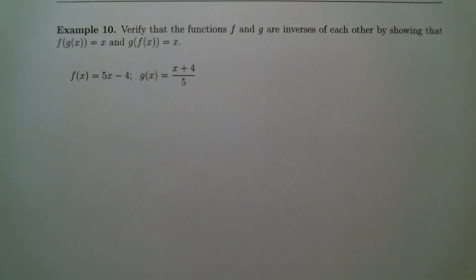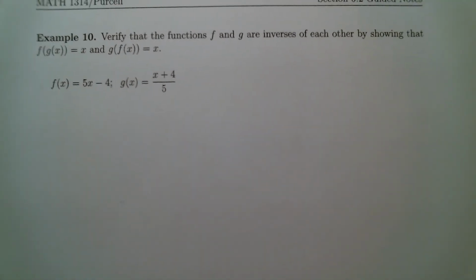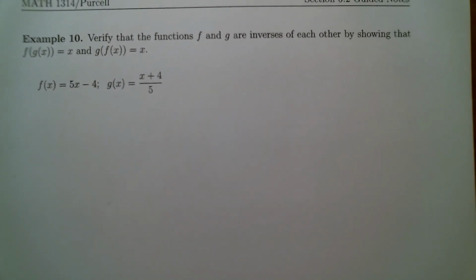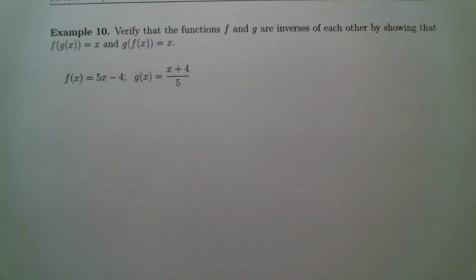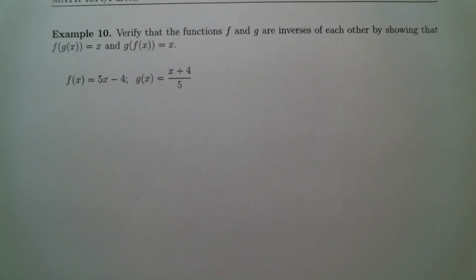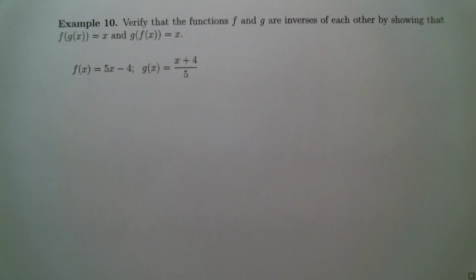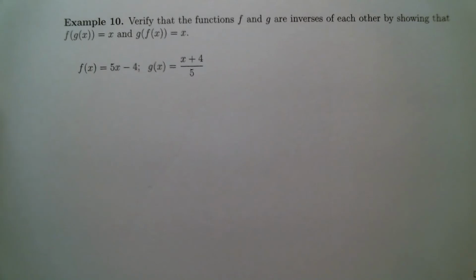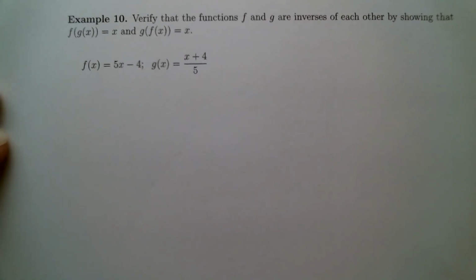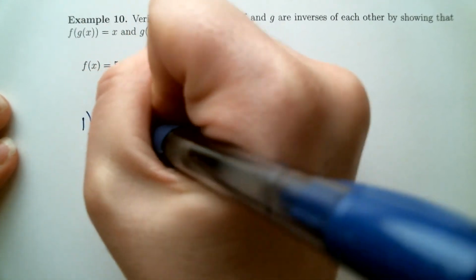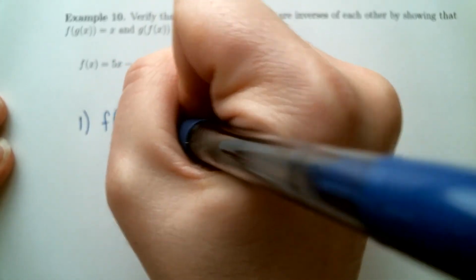All right, so in example 10, you are asked to verify that the given functions f and g are inverses of each other by showing that if you do both compositions, so you do f composed with g and you do g composed with f, you're going to get x in both cases. That proves that they are inverses of each other, okay? All right, so let's do it. You just have to do the composition in both directions and you should get x, and that proves that they are inverses, okay? So I'm going to start first with f composed with g.